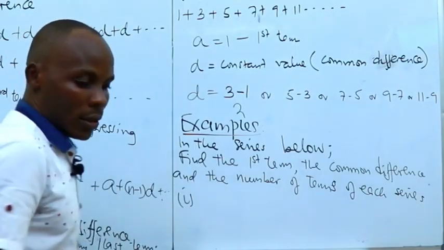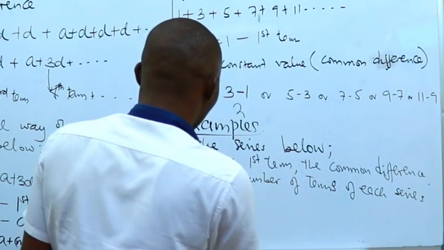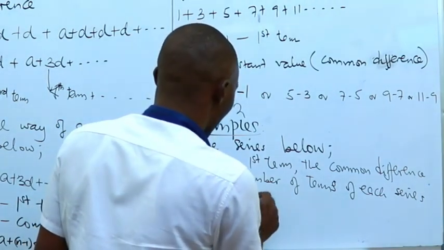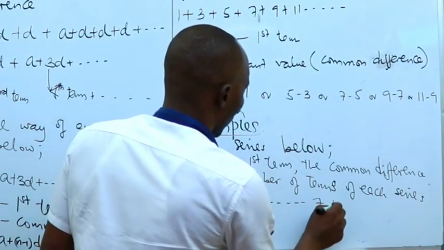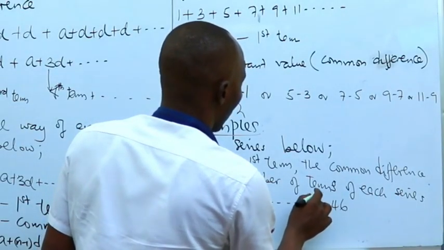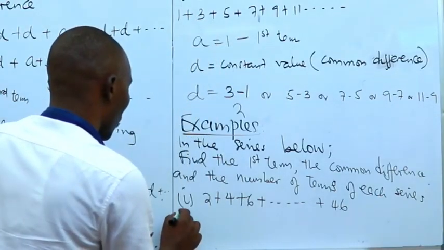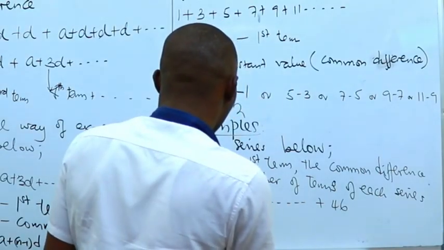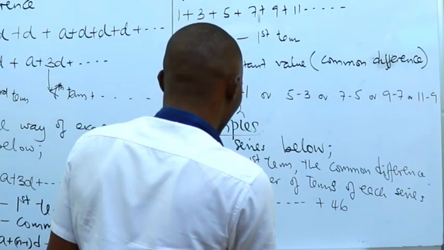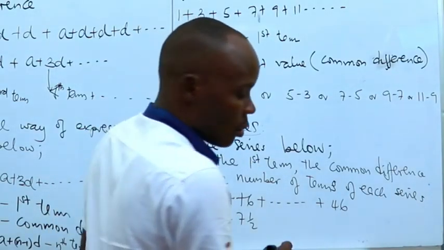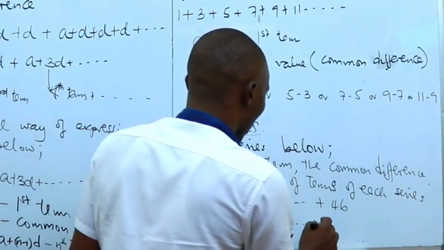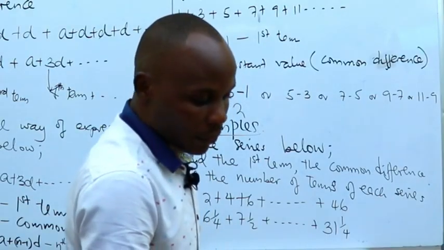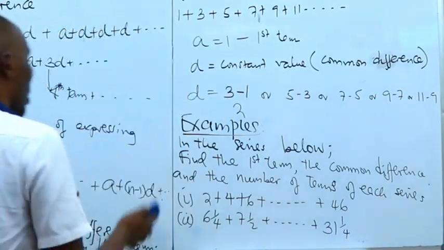Roman 1, we have 2 plus 4 plus 6 plus, going up to 46. Roman 2, we have 6 1/4 plus 7 1/2 plus, up to 31 1/4.